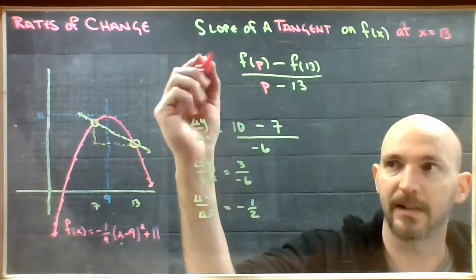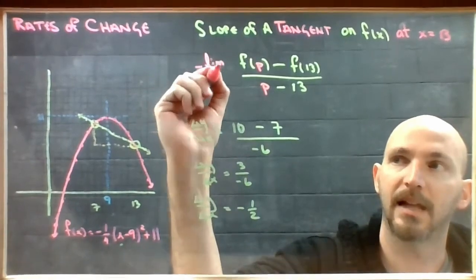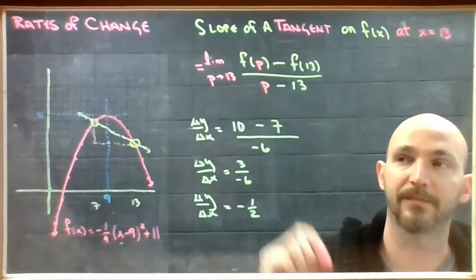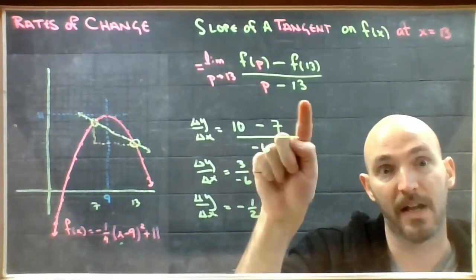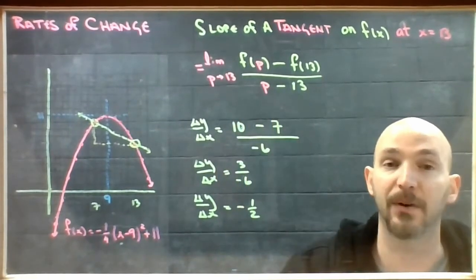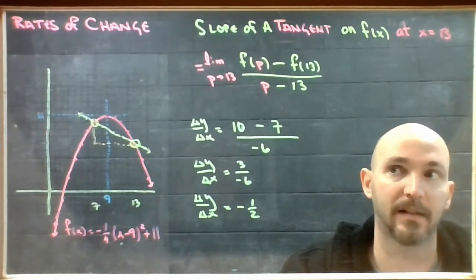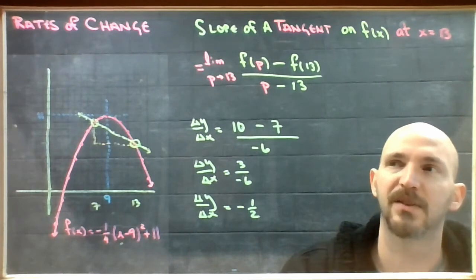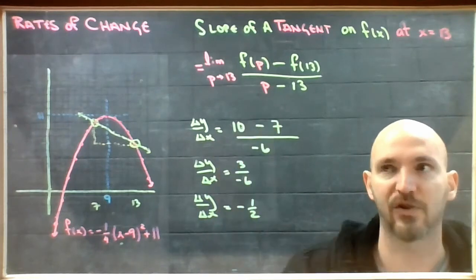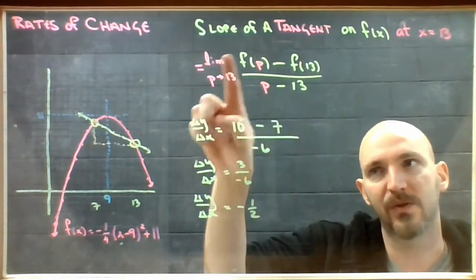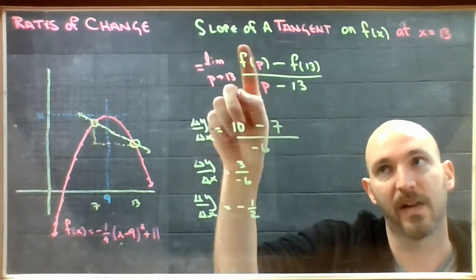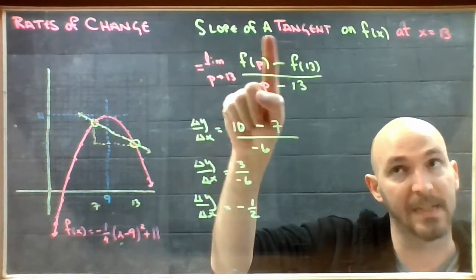So what I'm doing is taking the limit as this dummy variable here gets closer and closer to 13. Now, if you look at the bottom here, you can see why I can't just put 13 here. 13 minus 13 would be 0, and I'd end up with a division by 0, which is forbidden. So I have to creep up on this value and get as close to 13 as I can without actually hitting it. If I let it slide in close, I've changed from slope of a secant to slope of a tangent.